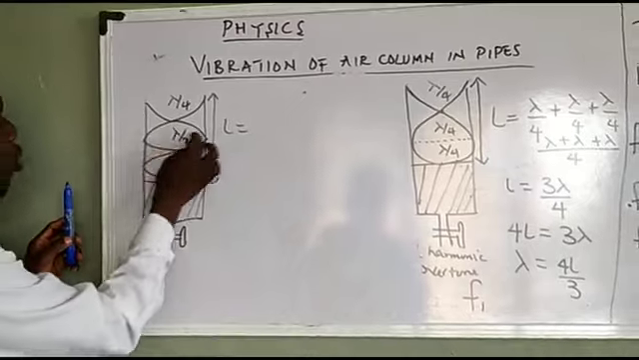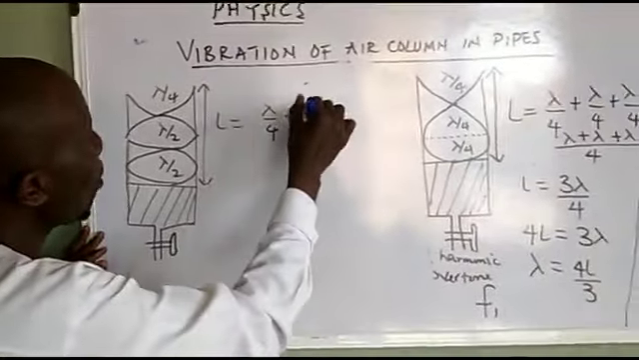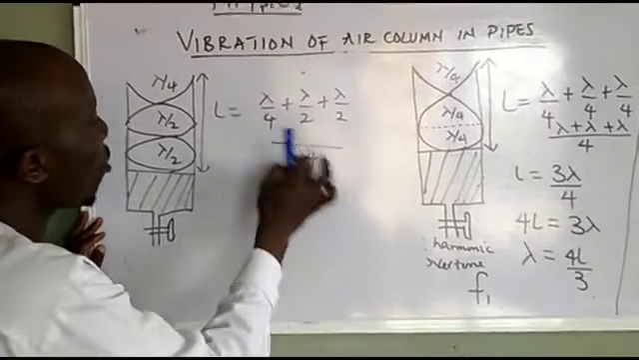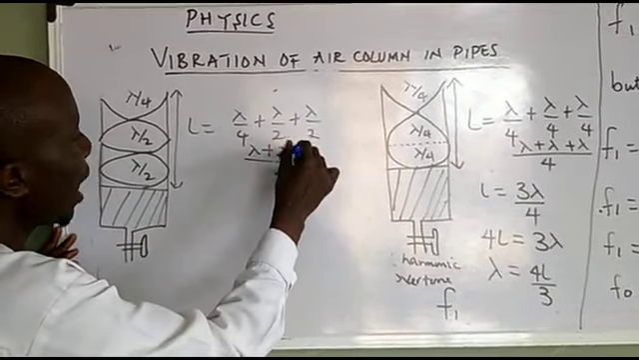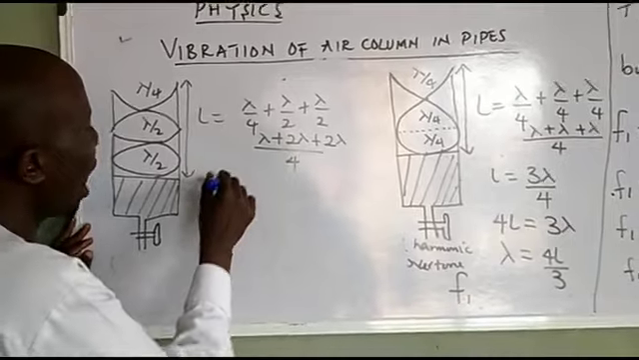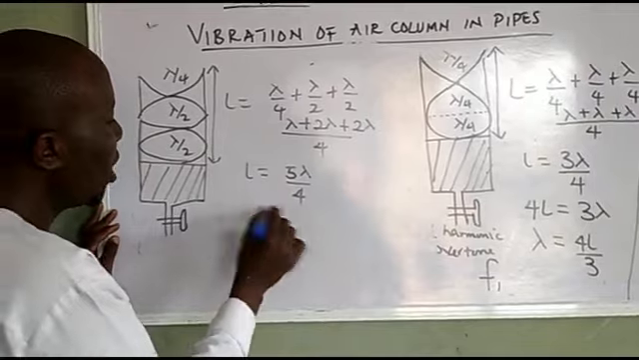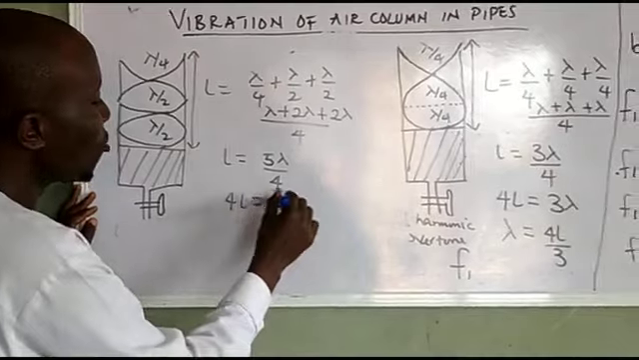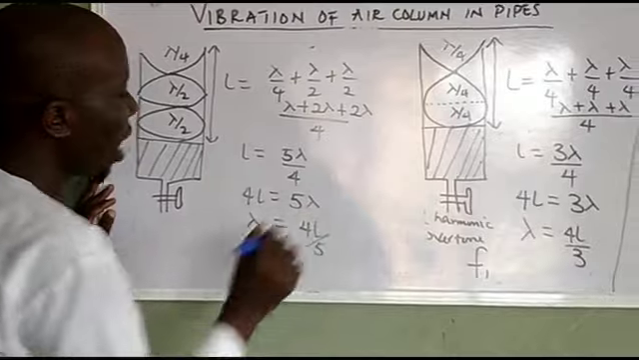So, because it is 2 half cycles, that is lambda over 4 in 2 places. If you want to simplify this, we have lambda over 4 plus lambda over 2 plus lambda over 2. Our LCM is 4. 4 in 4 is what? 1. 1 times lambda. Lambda plus 2 lambda plus 2 lambda. Our L equals what? 5 lambda over 4. So if we want to make lambda the subject of the formula, 4L equals 5 lambda, then lambda equals 4L all over 5.